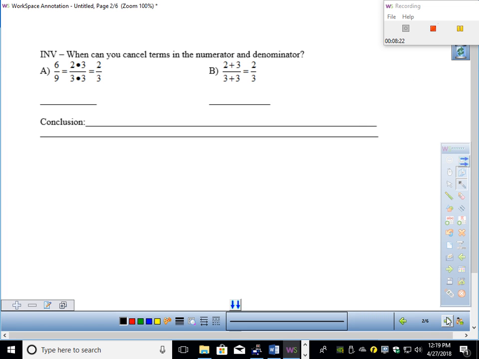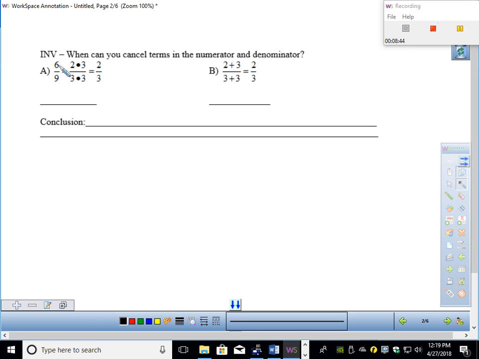So before we do get into the simplifying component of the lesson, we just want to kind of figure out when can we reduce, when can't we reduce, when is it legitimate and when is it not. So I came up with a very quick investigation, just very concrete, just so we can see it. And let's go from there.